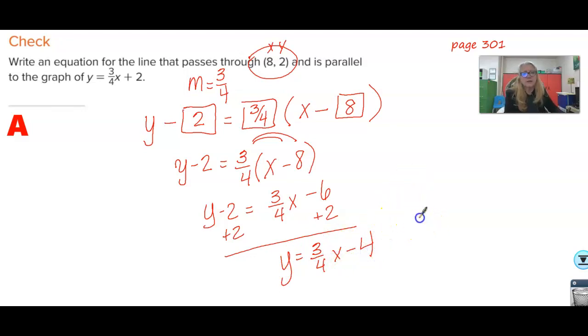Do you see the similarity? The original line is y equals 3/4 x plus 2. See how similar these are? The slopes are the same, but the y-intercepts are different. Okay. Next.